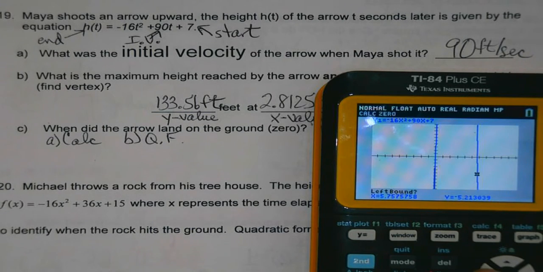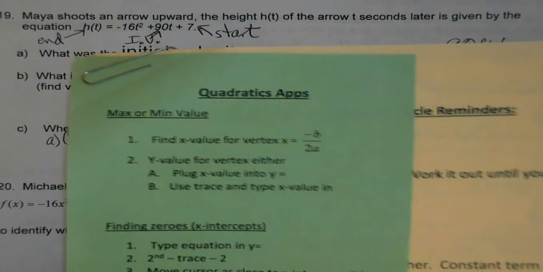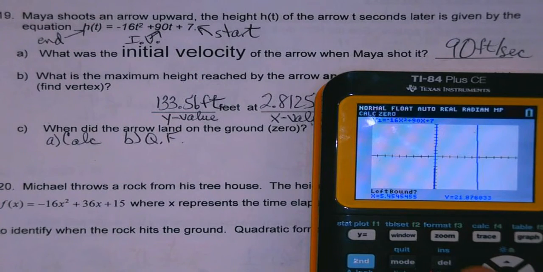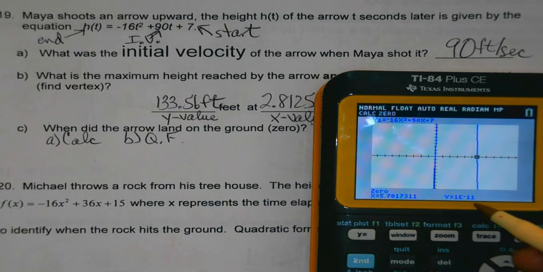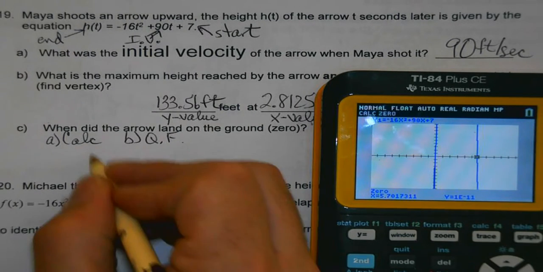Follow cheat sheet. 1, 2, 3, enter. 1, 2, 3, back where I started. 4, 5, 6, enter, and enter for my guess. Okay, again, don't freak out if you see e to the something. That just means 0.